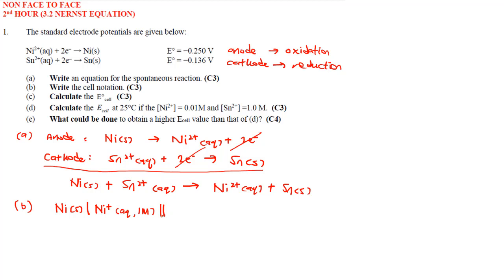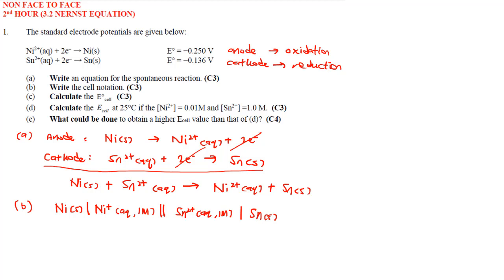Dekat sebelah cathode, ion tu akan undergo reduction lah. Okay, dekat cathode kita punya tin ion, tin ion tu aqueous 1 molar will undergo reduction to give us tin solid. Okay, alright, okay, so make sure you should be able to write overall equation dan juga cell notation lah okay, for the half equations tu.